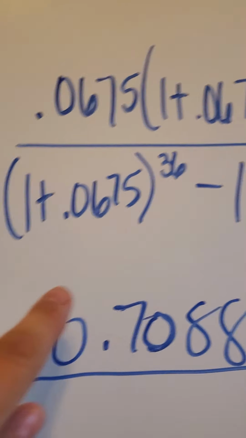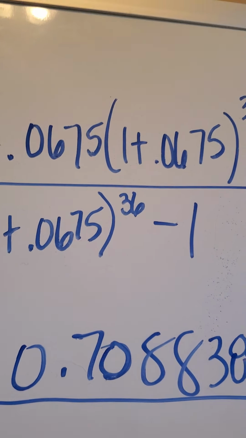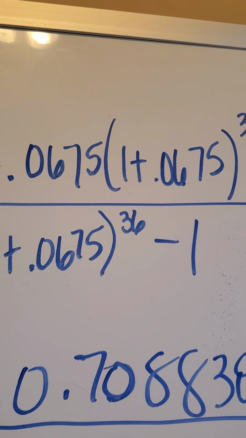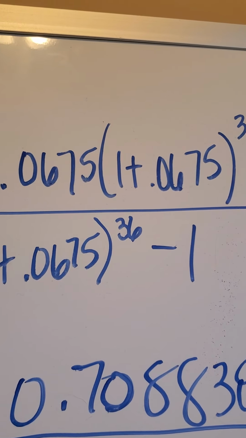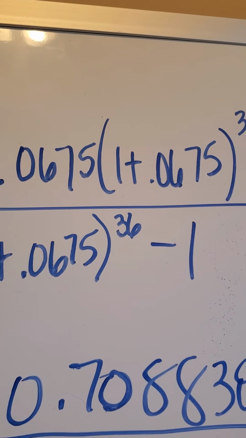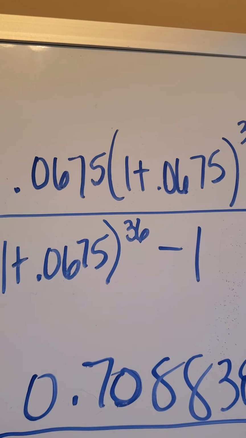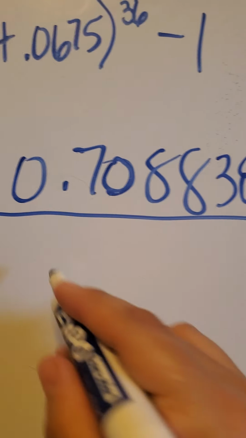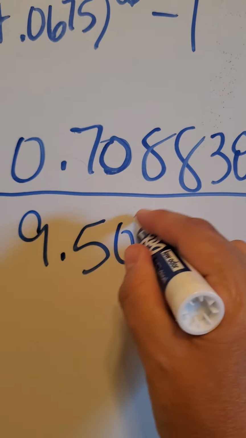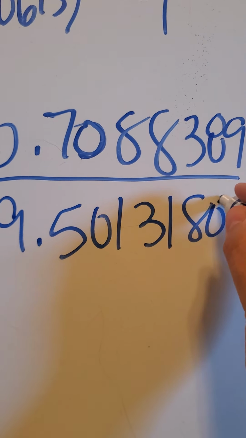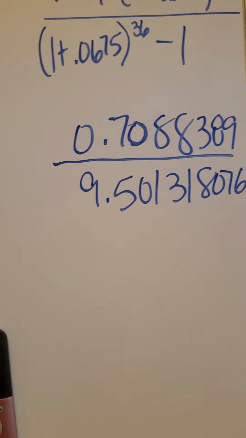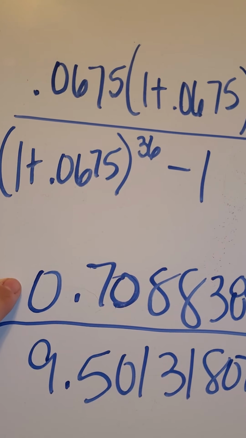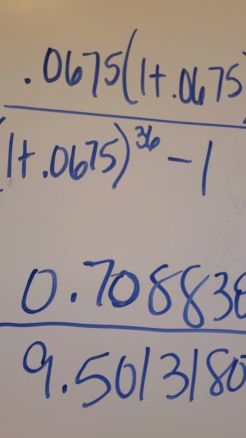Now I'm going to evaluate the bottom, okay? I'm going to put that in the calculator. So I'll say 1.0675 raised to the 36, minus 1, in my calculator, and I get 9.501318076, okay? So it makes sense. I evaluated the top, and I got this here. I evaluated the bottom and got that here, okay?